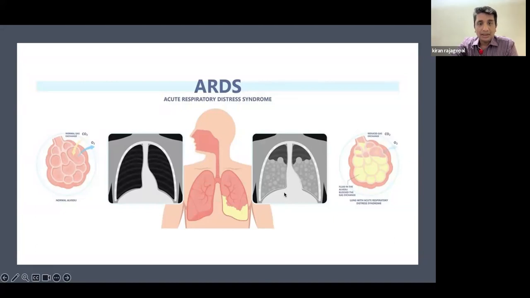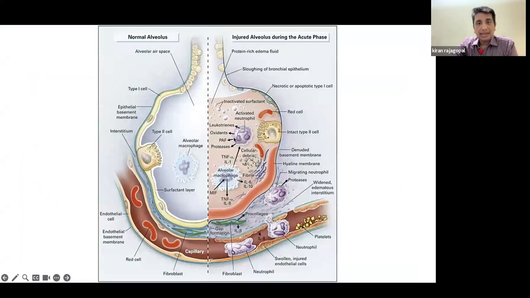Okay. So this is again another picture. You can see that this is the normal alveoli. There is air and surfactant, and the alveolar capillary barrier is intact. While in an ARDS lung, the alveolar capillary membrane integrity is lost. So what happens? There is exudation of inflammatory mediators and fluid, causing interstitial edema and alveolar flooding.